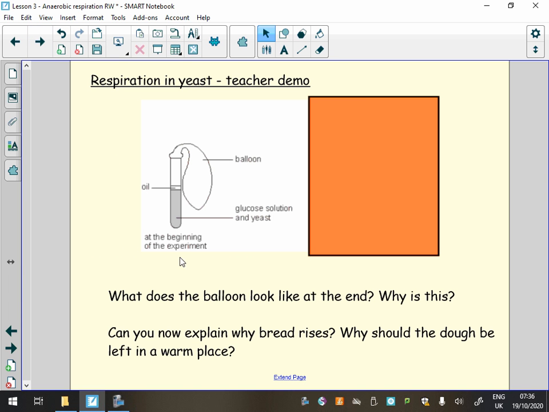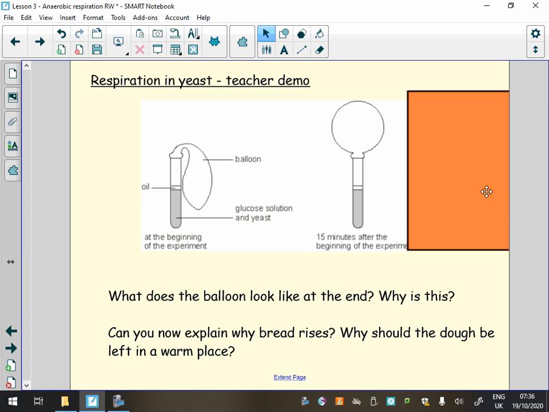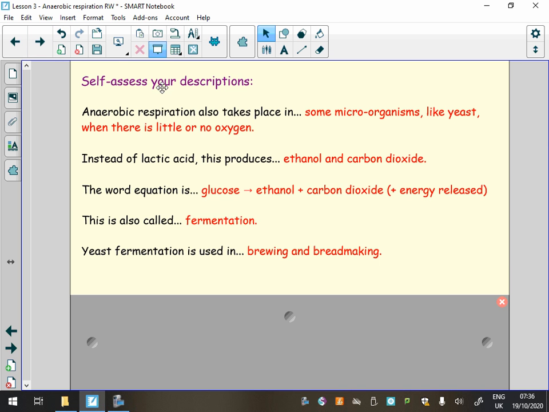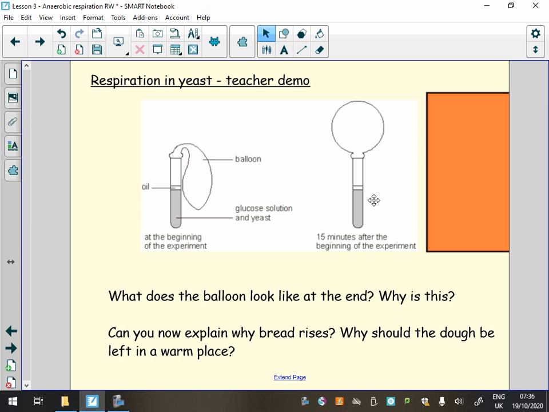Now, I would do this, but I'm not going to. All that happens is during this reaction, the respiration of yeast, the balloon goes up, and the reason for that is you're making carbon dioxide. So if we look back at the word equation here, we're making carbon dioxide, which is a gas, which means that the balloon is going to fill up as the reaction takes place.